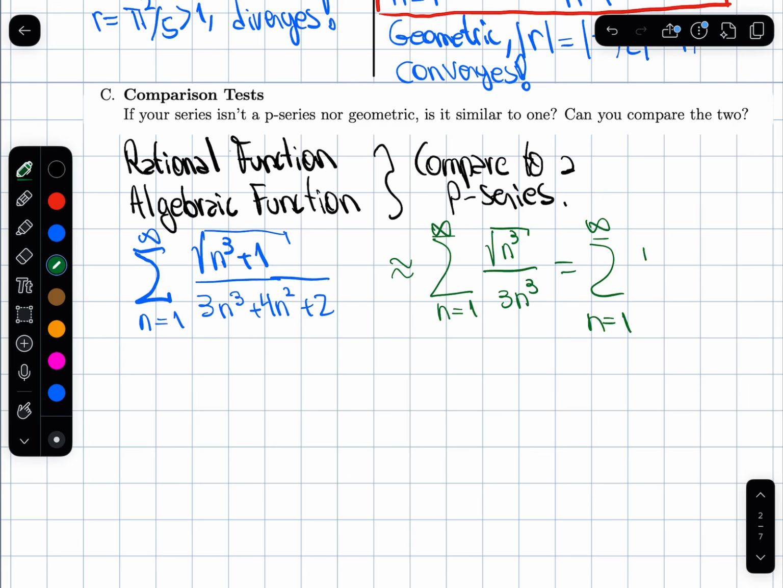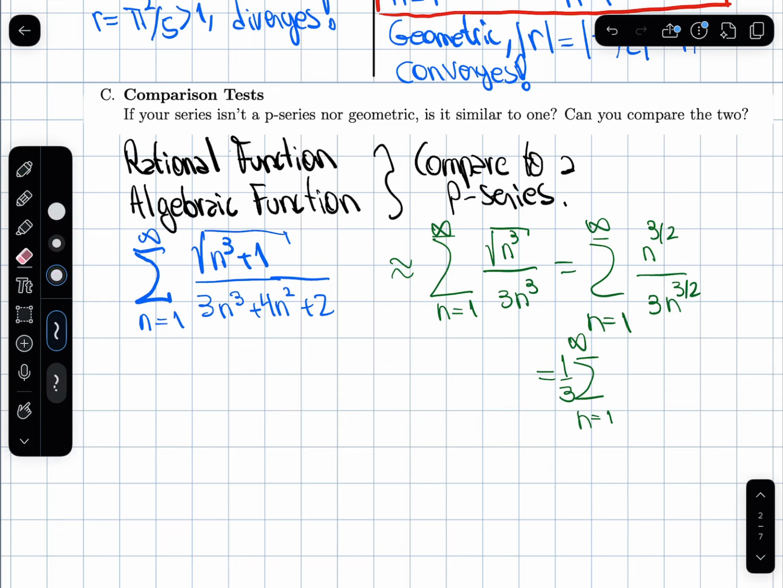I'd say n to the power 3 halves, 3 and 3 halves. So it's just pretty much the same as 1/3, which doesn't matter. And maybe, sorry, the bottom is not 3 halves, the bottom is just 3. It will be 3 halves later when I subtract the two powers. So 1 over n to the power 3 halves like this. And that is a p-series.